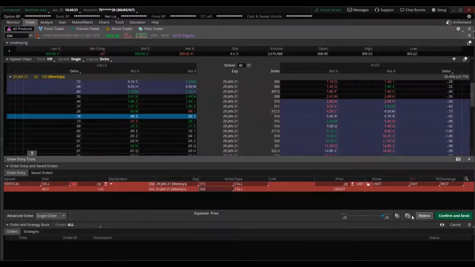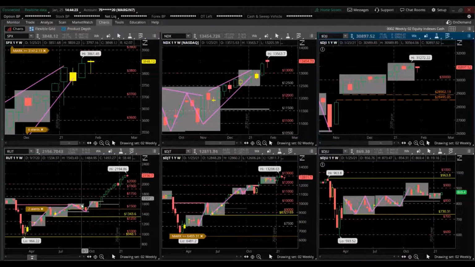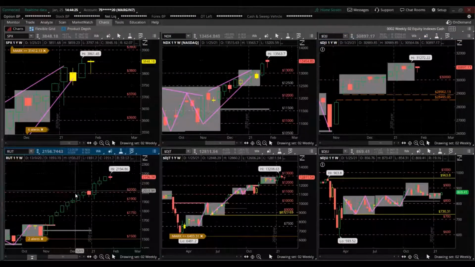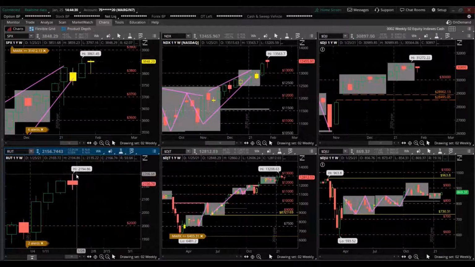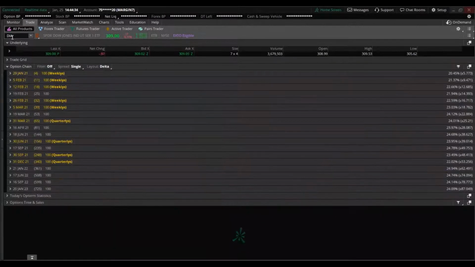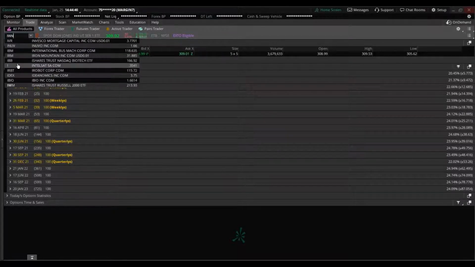Let's go on to the next. The Russell 2000, the small cap stocks. Wow, made a higher high than last week. And it's back inside there again. Let's look at the stock ETF for that one. Do you know your stock ETFs? That symbol is RUT. Just kidding, that's the index. We're going to do the stock ETF, IWM. It helps if I type it correctly.